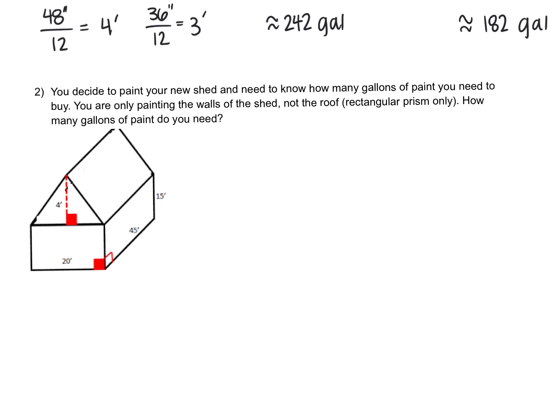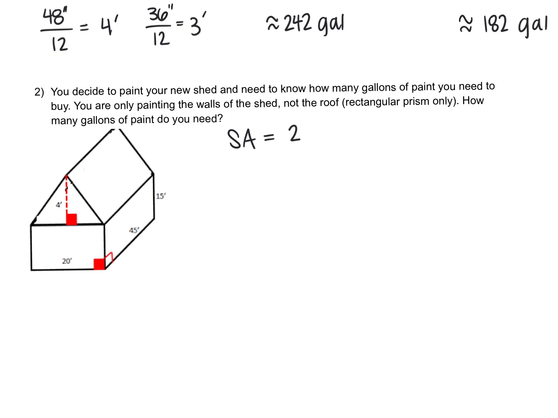So this is an example of something called a composite figure where you have 2 3-dimensional figures combined. And we'll talk more about those in our next section. So for right now, we're going to ignore the roof. And we're only going to pay attention to the rectangular prism, which is the walls of our shed. So if I'm going to paint the walls of my shed, I'm going to be finding its surface area. So I want to use the formula for the surface area of a prism.